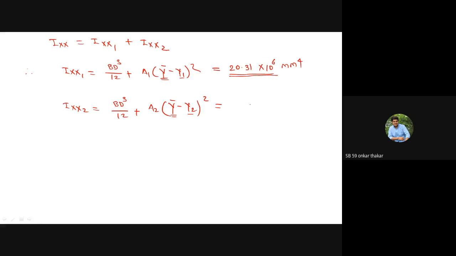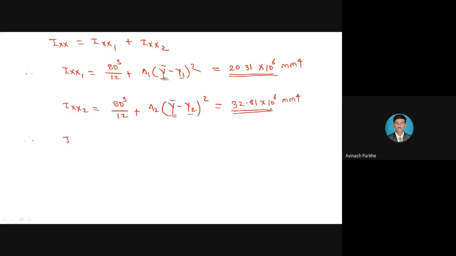Yes, sir. What about others, please? 32.81 into 10 raised to 6. Omkar, please check your calculation. 32.81 into 10 raised to 6 mm raised to 4. Others, please check your answer. BD cube by 12: take the value of B properly, take the value of D properly. Area A2 is the same. Yes, 32.81 into 10 raised to 6.